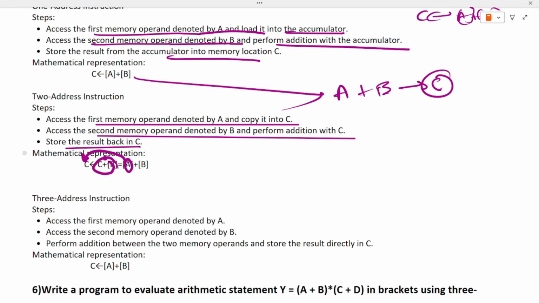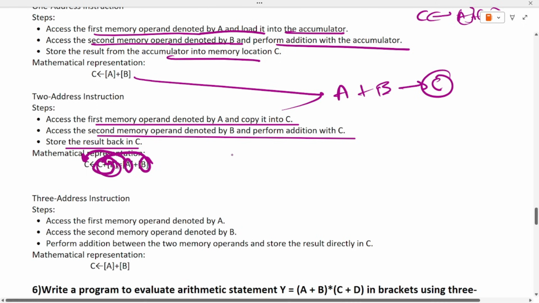Again it will result in the result value, that is C. Here you will add the B value to this, and this becomes C. I hope you are getting it.